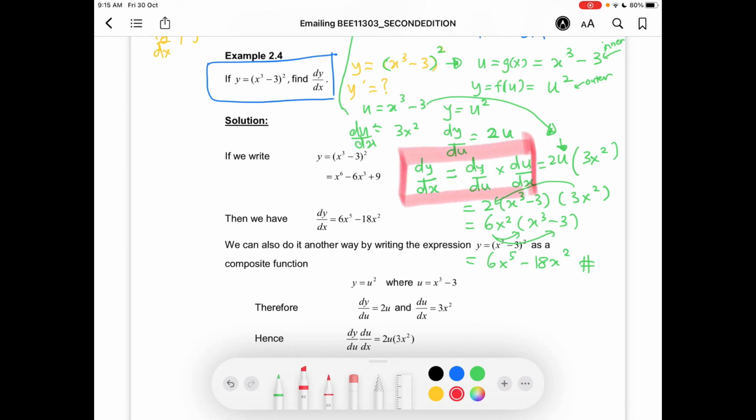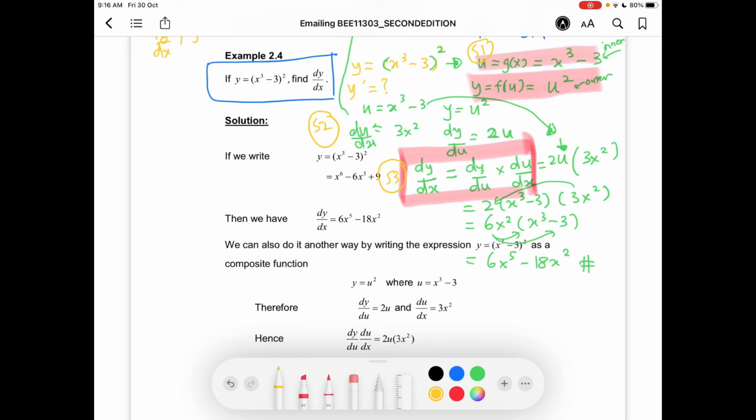This is the formula of chain rule. So you need to identify step by step. First you need to identify which one is the inner function and which one is the outer function. That is your first step. Your second step is you need to find the differentiation of each of that function. And the third step is you just plug in using the chain rule formula.